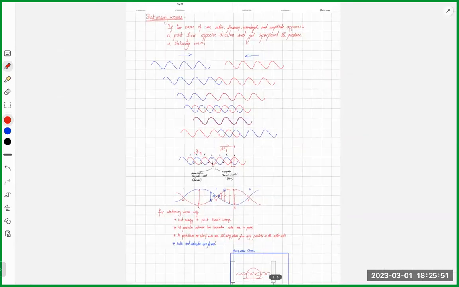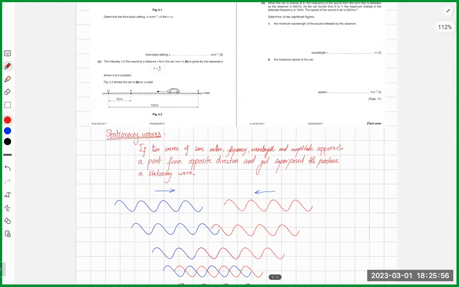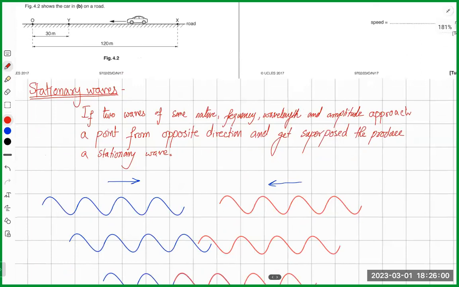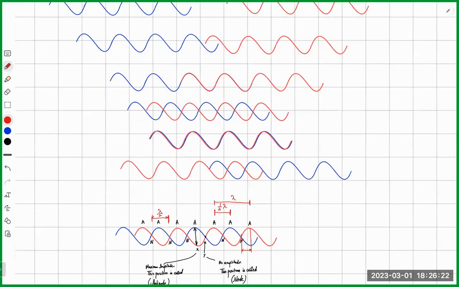That was diffraction grating, and after this we should discuss stationary waves. A stationary wave is a phenomenon when two identical waves superpose from two opposite directions. If two waves of the same nature come from exactly opposite directions and superpose, they will produce a pattern known as a stationary wave.